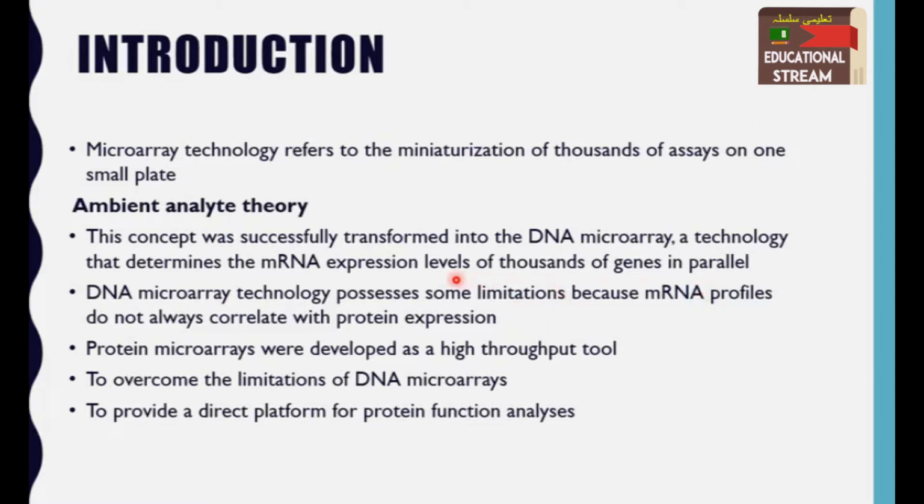We use the real-time PCR to analyze the messenger RNA expression level, but for that purpose we need to carry out the reactions of 1, 2, 3, 4 or 5 genes together. But here, by using the DNA microarray, we can get the expression level of messenger RNAs of thousands of genes in a single reaction. However, there are certain limitations of DNA microarray technology, because messenger RNA profile doesn't always correlate with the protein expression. That is, we couldn't correlate the protein expression with the messenger RNA profile.